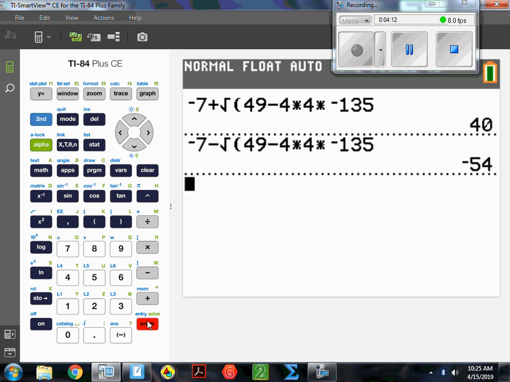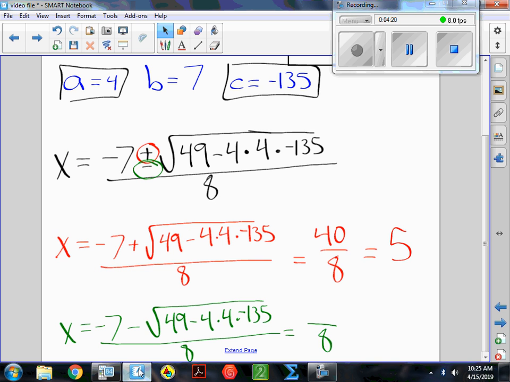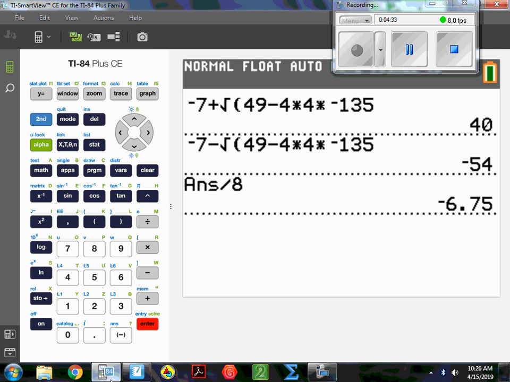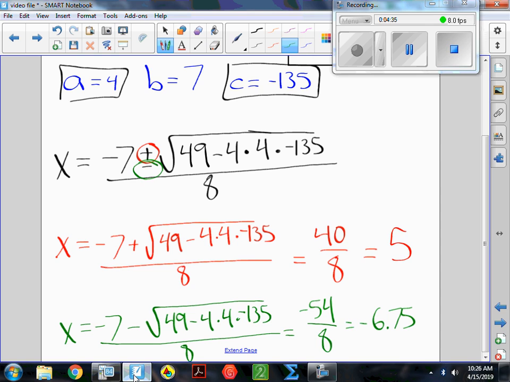gives me negative 54. The next thing I'm going to do is divide by 8. And so it's negative 6.75. So we had negative 54, and then divided by 8 was negative 6.75. Don't round that. That's an exact answer. Leave it as an exact answer. Just double checking. Negative 6.75. There's your two answers.